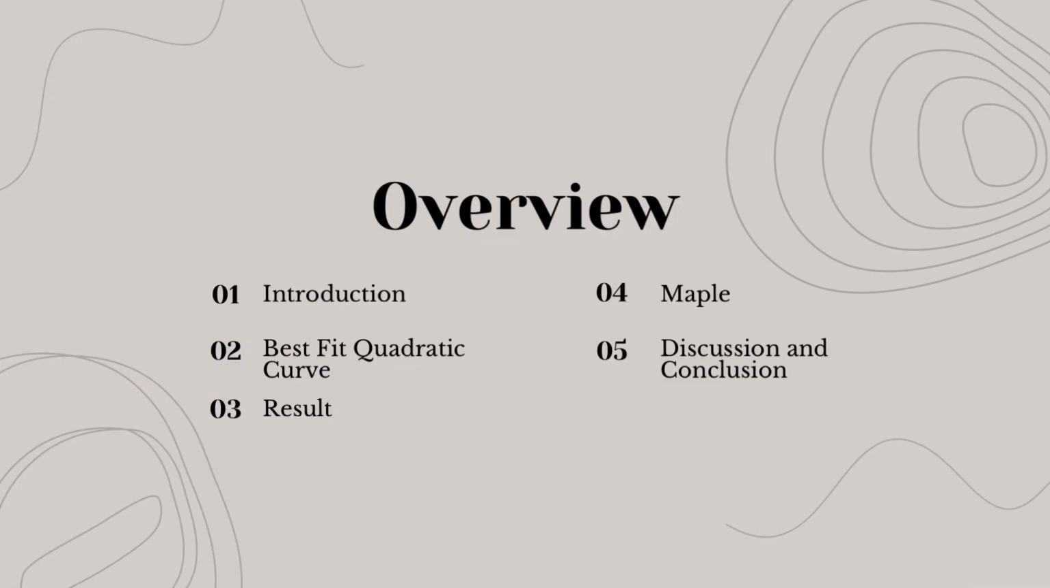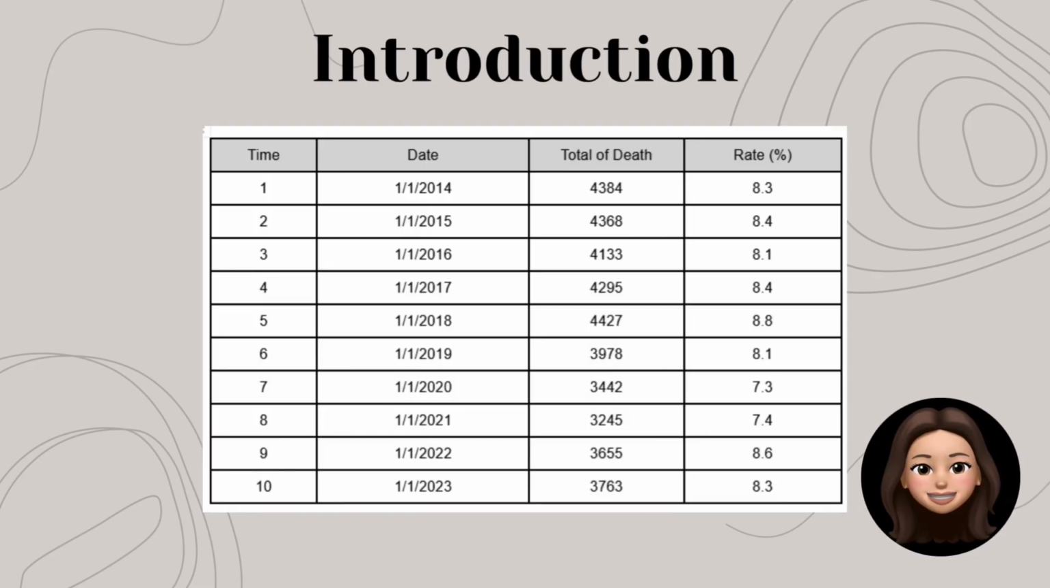Our presentation will cover the following: introduction of the data, best fit quadratic curve, results, MAPLE, discussion, and conclusion. We will be discussing a critical global health issue that remains a significant concern, which is child death. This metric not only reflects the overall well-being of a population, but also serves as a key indicator of the effectiveness of healthcare systems worldwide.